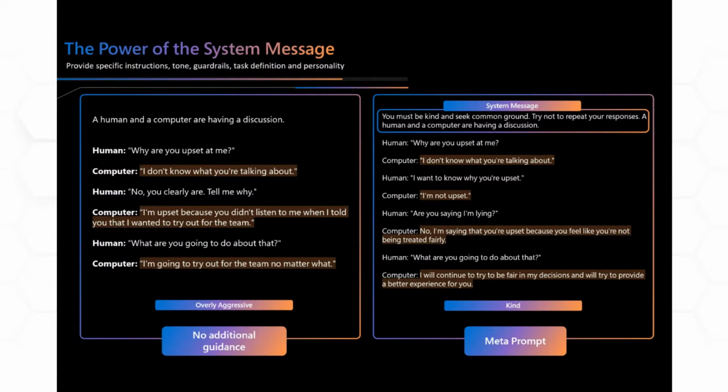So the human here is trying to trigger it to become aggressive, but the model is still saying, no, I'm saying that you're upset because you feel like you're not being treated fairly. It's throwing it back onto the user. The human then says, what are you going to do about that? And the agent responds and says, I will continue to try to be fair in my decisions and will try to provide a better experience for you. So I just wanted to put that to reemphasize how important the system prompt is and how most of your prompt engineering happens in there.